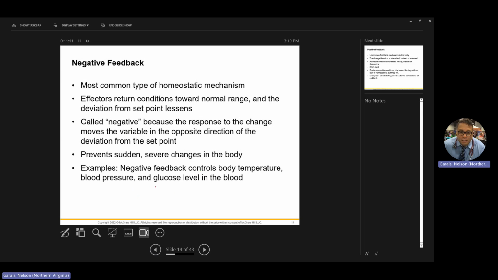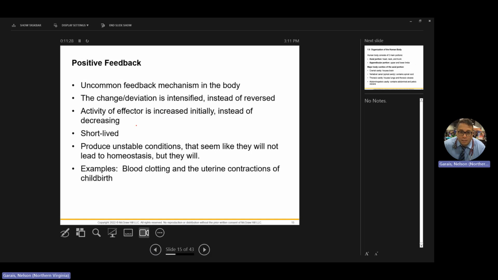Body temperature, blood pressure, glucose level, your classics. And this is what happens in 99% of the homeostasis that goes on in your body on a daily and actually minute-to-minute basis. Now, what's positive feedback?